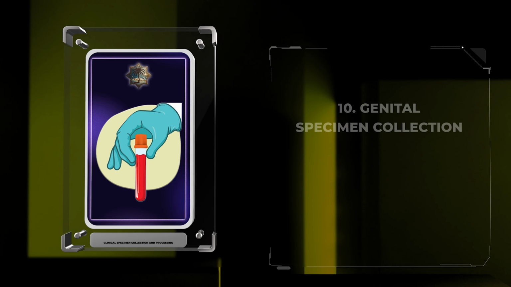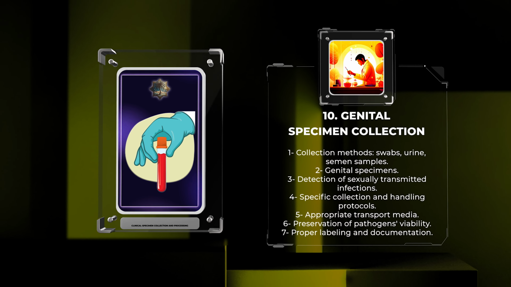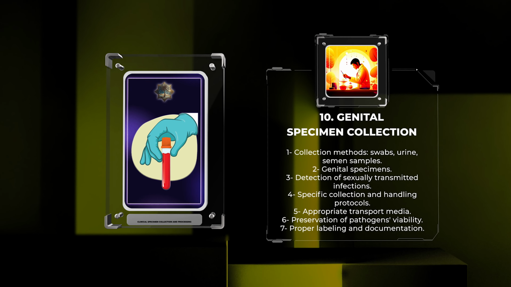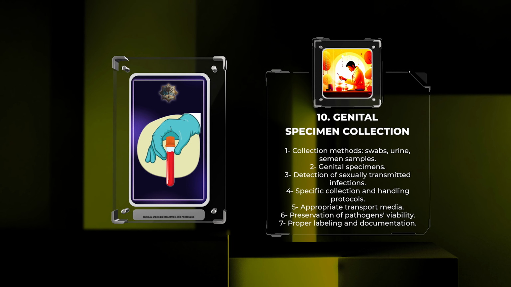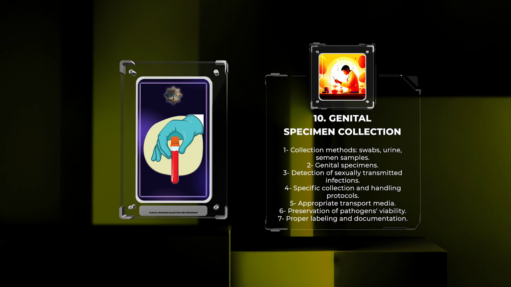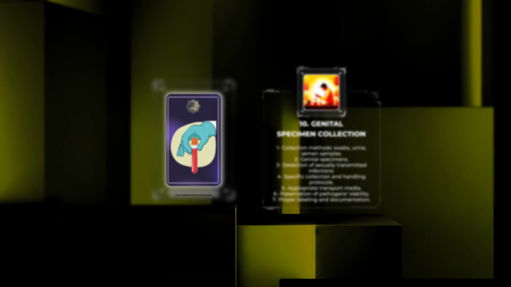Collection methods for genital specimens vary depending on the suspected infection and sex of the patient. Swabs, urine, or semen samples may be collected for the detection of sexually transmitted infections. Following specific collection and handling protocols, such as using appropriate transport media, ensures the preservation of pathogens' viability. Proper labeling and documentation of information related to sexual exposure or symptoms are also crucial.